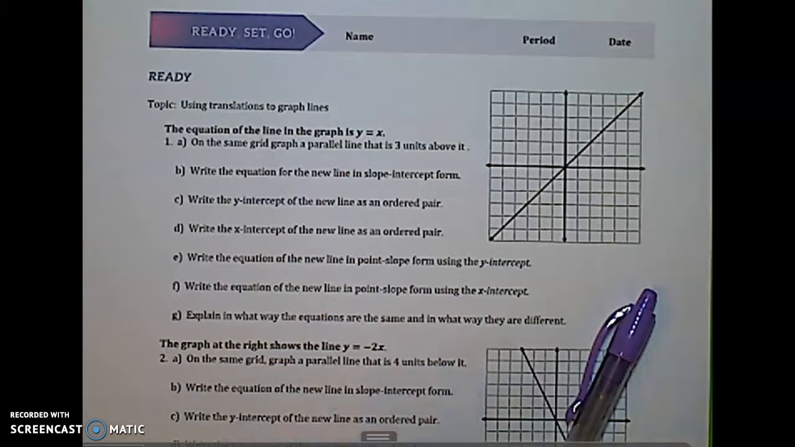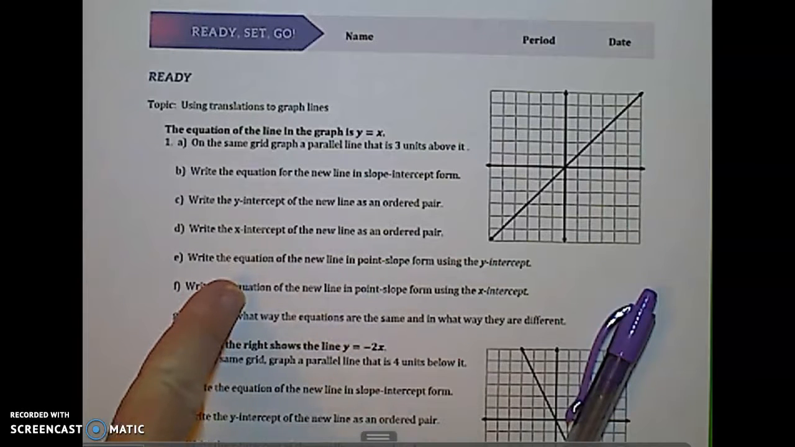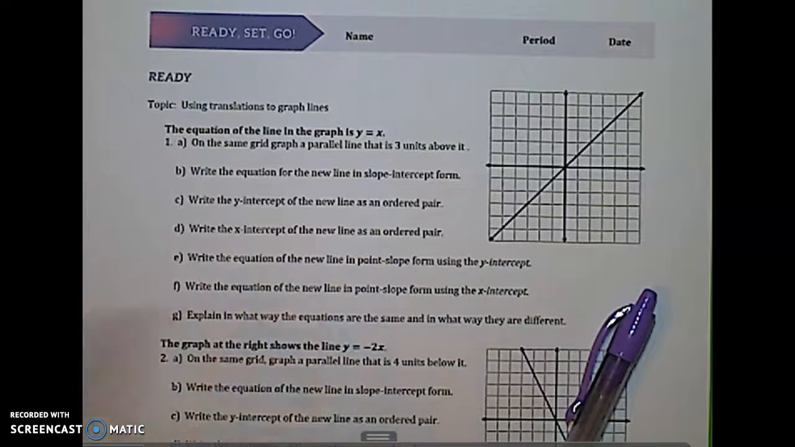Alright, so the next thing that we have is homework. I'll go through the workings of the first homework problem in my next video.